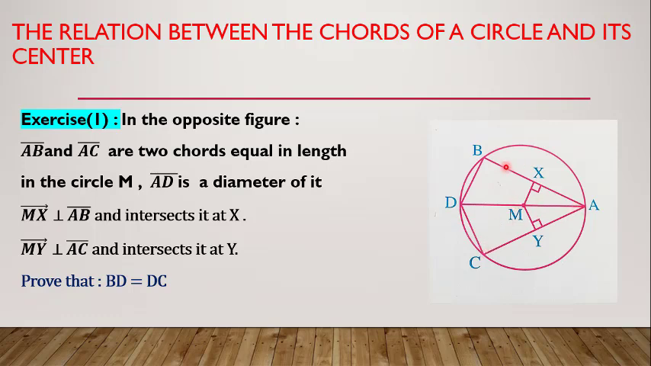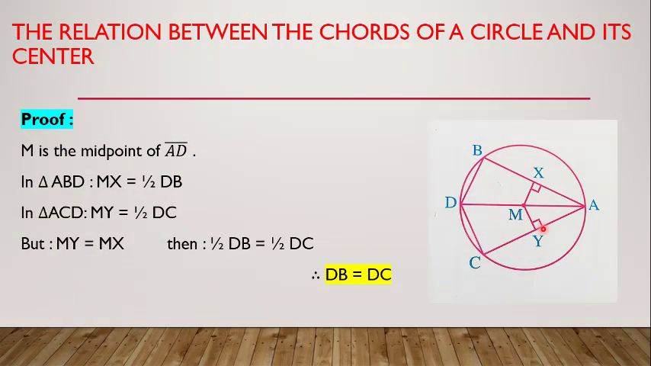But we know that AB equals AC. The two chords are equal, so the two distances from the center are equal. So MX equals MY. It means that half BD is the same as half DC. It means BD and DC are congruent. Okay. So M is the midpoint of AD because this is a diameter and M is the center.